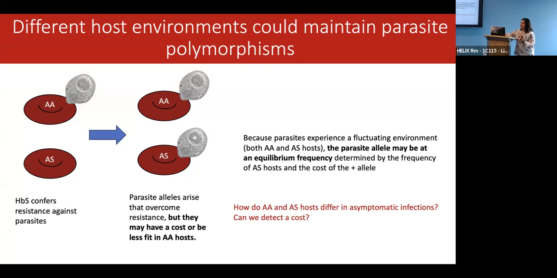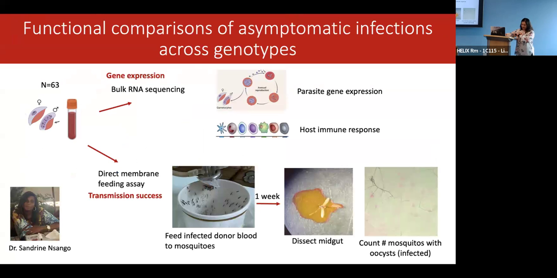Okay, so other things we've been trying to do in the lab is to look functionally at how these infections differ and whether we can detect some evidence for cost. We're doing some looking at gene expression, and we're also trying to see if there's an effect on transmission success. For 63 of the individuals who participated in the study I just talked about, we also collected venous blood, and we're able to do both of these experiments.